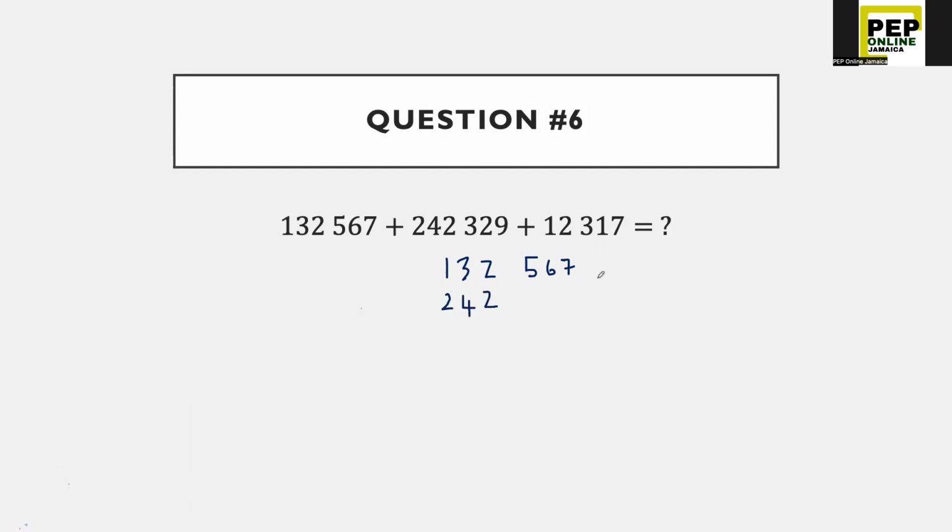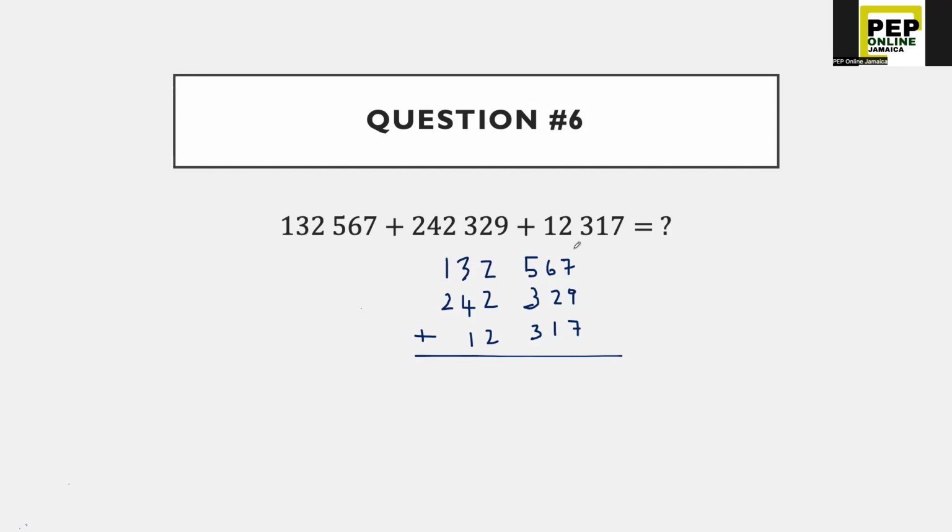242,000. Read the numbers that you have. 329. Read the numbers you're writing. Practice makes perfect. Now we have 12,000 right here because it's not in the hundreds anymore. 317. Okay, awesome. So we set it up correctly. We're in the 100,000s position. So we have our 100,000s, 10,000s, 1,000s, 100s, tens, and ones.